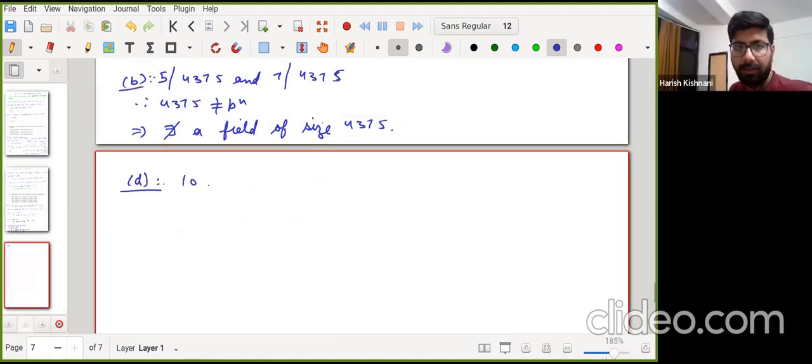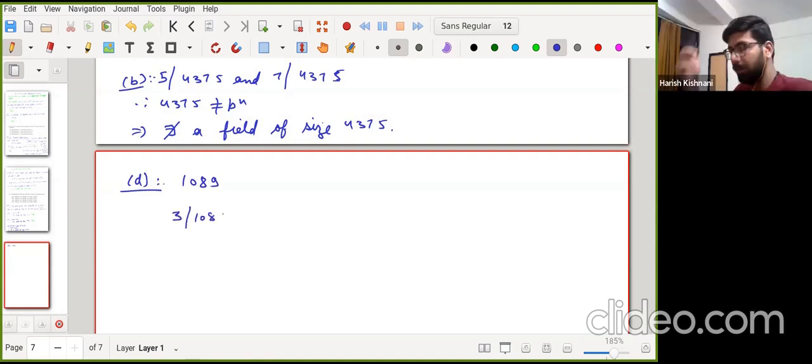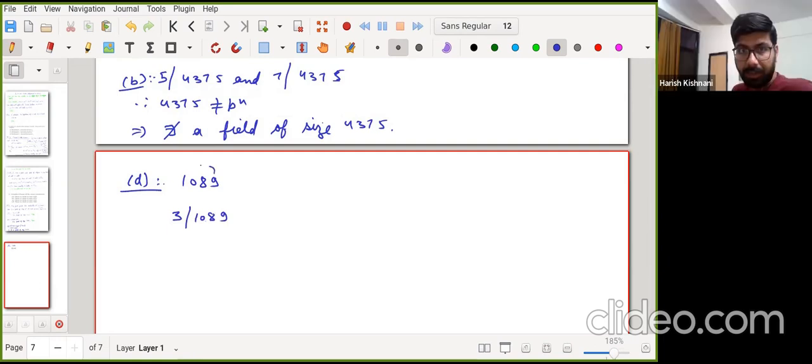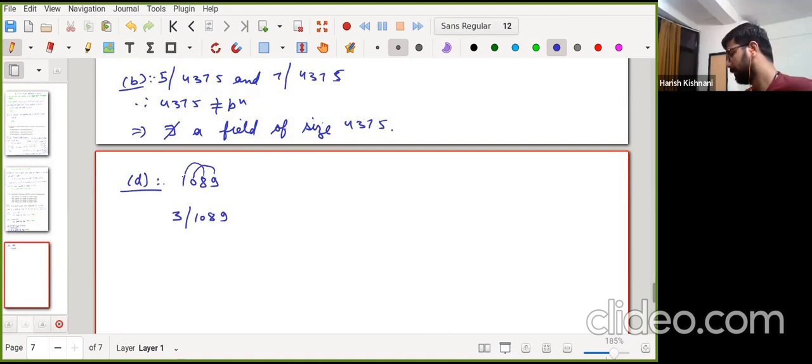1089. So the sum of the digits is 18, which is divisible by 3. So 3 divides 1089. And you have also had the divisibility rule for 11: if the difference of the sums of alternate digits is divisible by 11, then the number is divisible by 11.